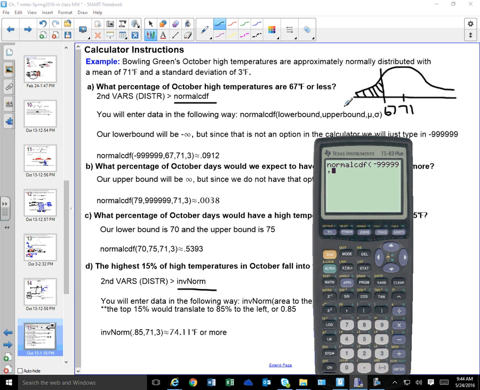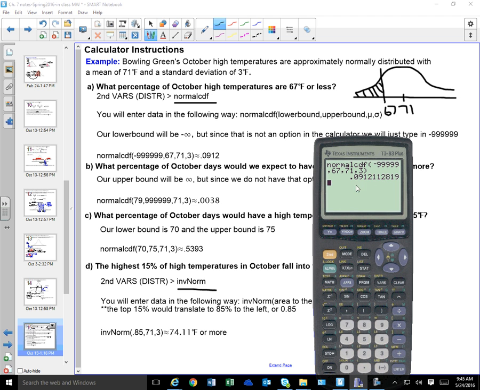It's going to go from negative infinity up to what? 67, right? So 67 is going to be our upper bound. Our mean is 71, and our standard deviation is 3. So that's all given in our problem there. And then we do enter. And you see we get 0.0912, which is about the same thing that we got when we did this using the z-score and our chart.